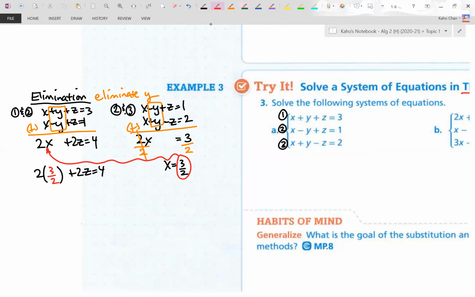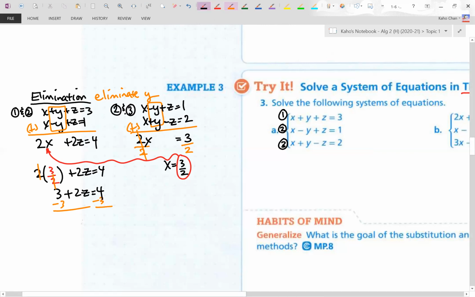The 2's go away. As a fraction, that leaves me 3 plus 2z equals 4. Subtract 3 from both sides and divide by 2. Little glitch there. Little OCD. I wanted it to be a black pen there. Divide by 2. z equals 1/2. Hey, not bad. z is 1/2, x is 3/2.